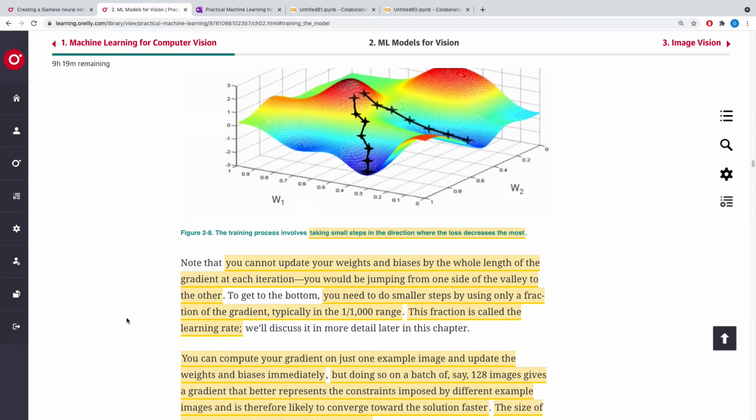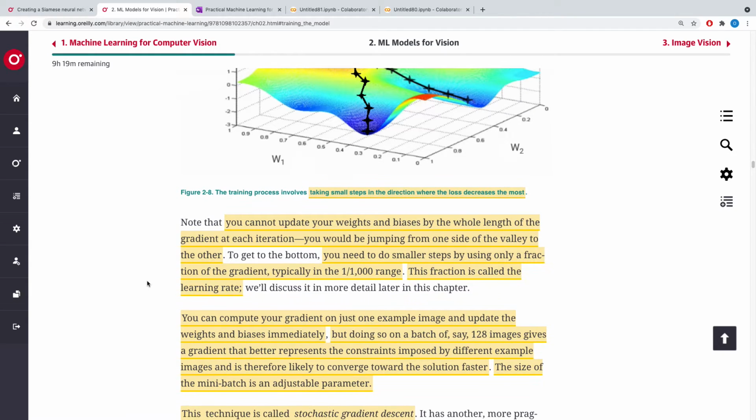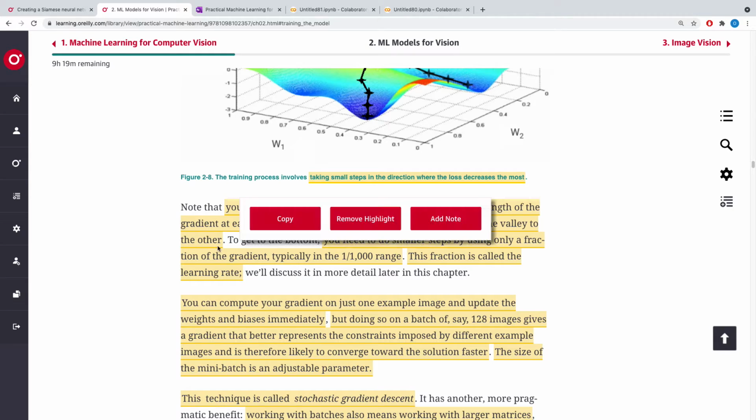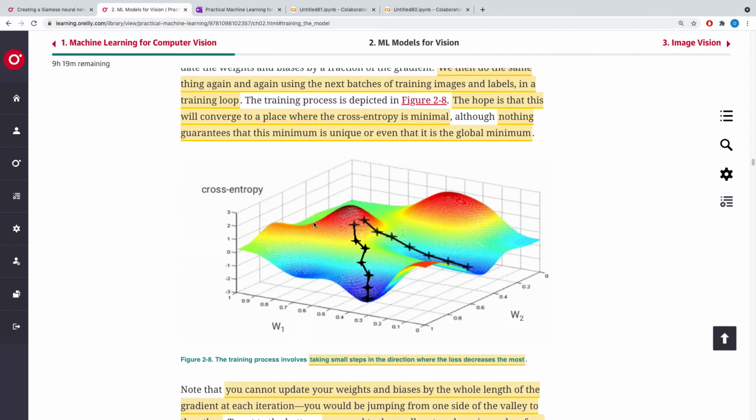So what you do is that you can't just update the weights and biases by the whole length of the gradient at every iteration. That will cause the loss to jump from one side of the valley to another. So you want to take a smaller step. Just assume, as is depicted in this image, that you are in a rocky area where there are hills, there are mountains, and you want to go down the hills.